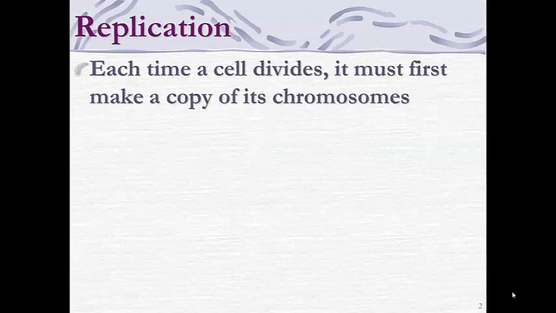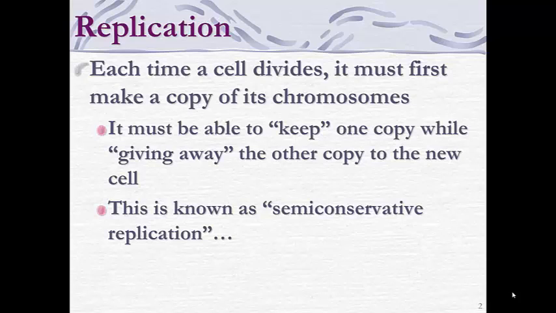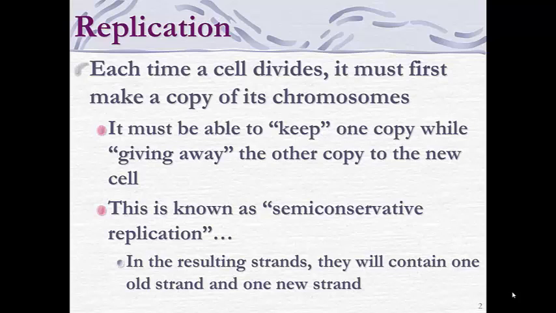Each time the cell needs to divide in mitosis or meiosis, it needs to make a copy of its chromosome. Remember, a chromosome is just tightly wound pieces of DNA. It must be able to keep one copy while giving away another, and by keeping a copy, it can keep making more and more copies of itself. Giving away some can further enhance cell division. This process of the cell dividing and DNA making a copy of its chromosomes is called semi-conservative replication. So in the end, you end up with one old strand and one new strand of DNA in every single cell.